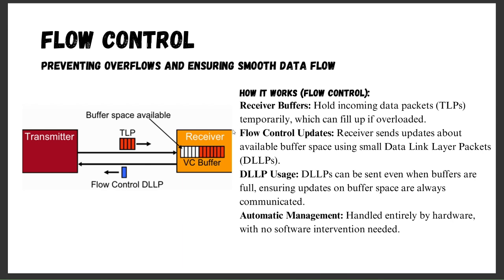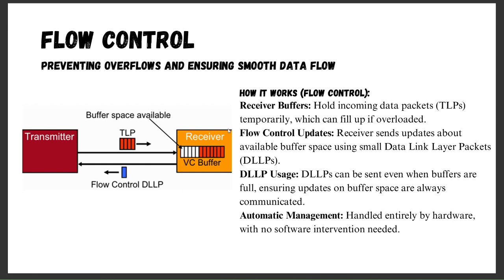So how does it work? The receiver has buffers to hold incoming data packets. These buffers can fill up if too much data arrives too quickly. The receiver constantly updates the transmitter about how much buffer space is available using DLLPs.